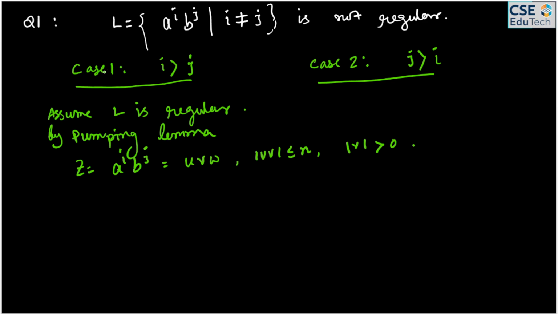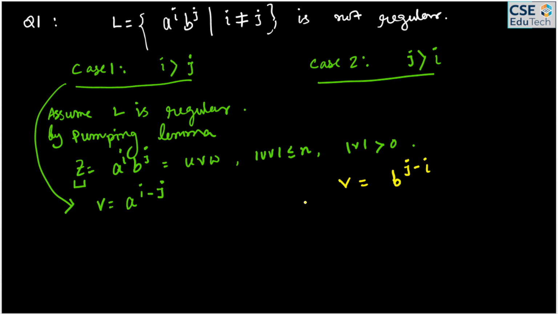Now for case 1, we have to partition the string in the form u v w, three parts, in this way. For the first case, we assume that v is of the form a to the power i minus j. So we assume for case 1 that v will be this, and we consider v from the a's part. For case 2, we assume that v is equal to b to the power j minus i.